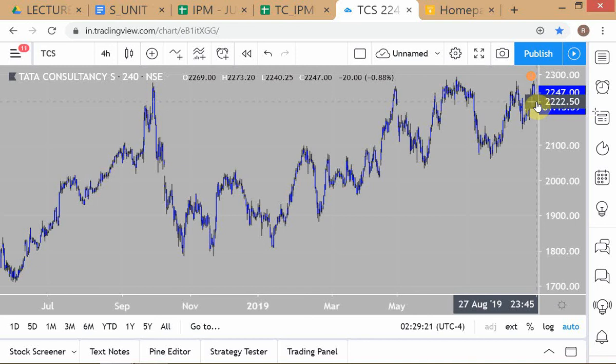If I am a breakout trader and I become bullish on TCS when the market clears 2300, goes above 2300, then what should be my action? Buy? Is that clear? Obviously, I'm not going to sell if I suddenly become bullish, because right now my view is neutral, so I have no position.